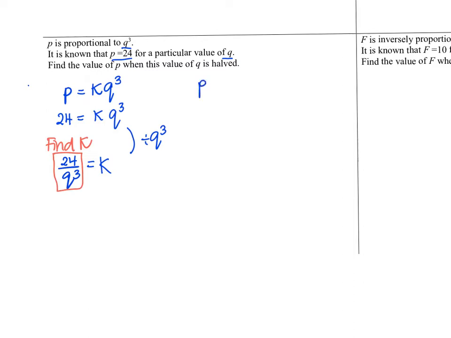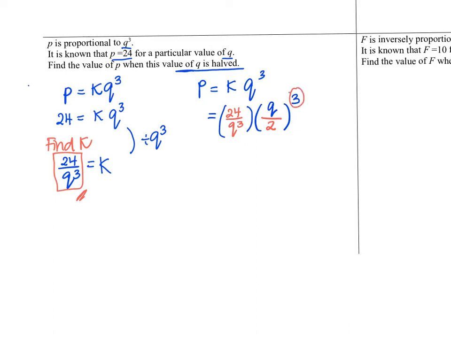Now find the value of p when the value of q is halved. Originally we have k q cubed, where the cube is for the q itself. We found the expression for k to be 24 over q cubed. Now they tell me what happens to the q: they take q and halve it, meaning q divided by 2. Then I still need to cube the whole thing.